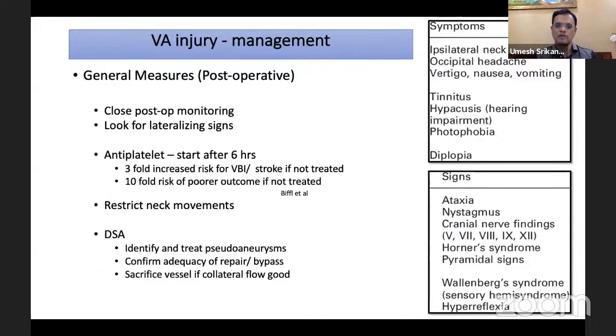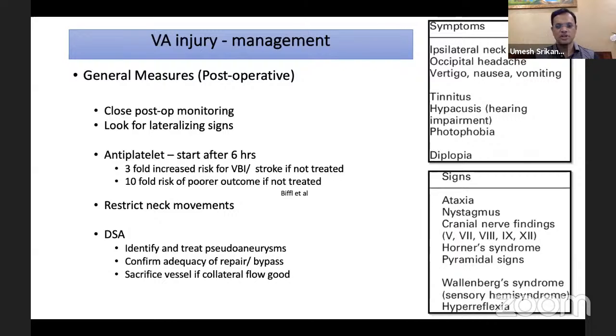Nowadays, it's slightly controversial because there are several studies coming out that the role of antiplatelet therapy is not very important in management of vertebral artery injury, especially in the post-traumatic situation. However, in all these situations, it's always safer to start antiplatelet therapy if there are no contraindications, as early as 6 hours after the surgery. In cases where antiplatelet therapy has not been used, there is almost a 3-fold increased risk for vertebral basilar insufficiency or a stroke, or a 10-fold risk of poorer outcome if antiplatelet therapy is not started.